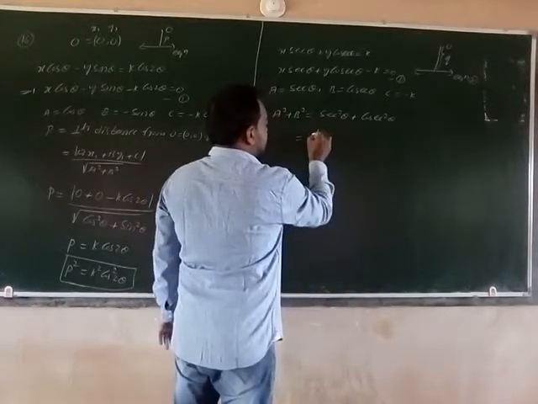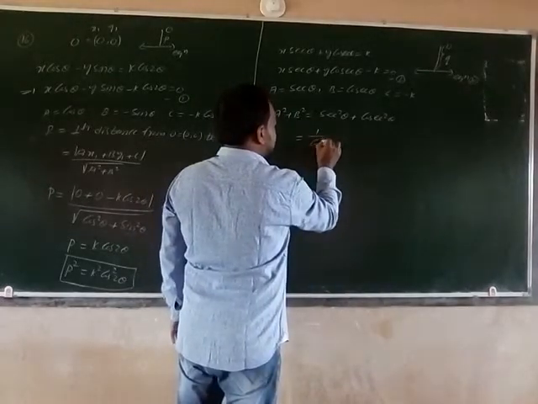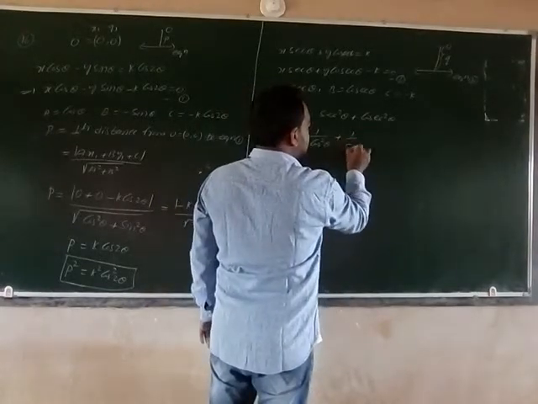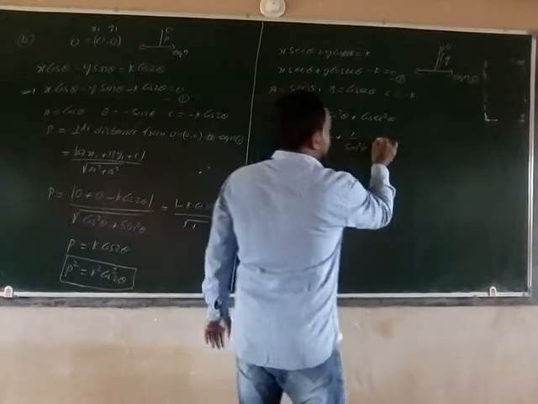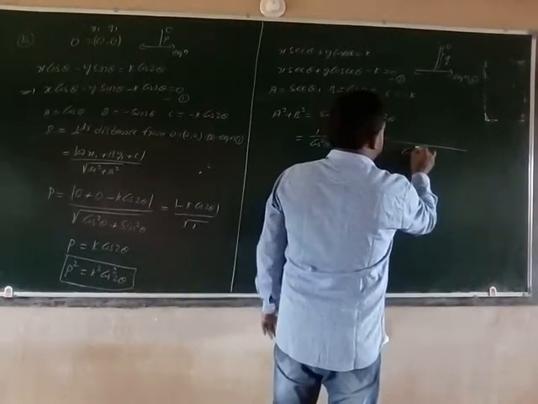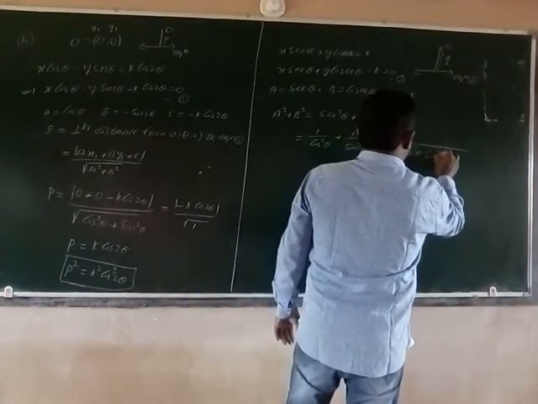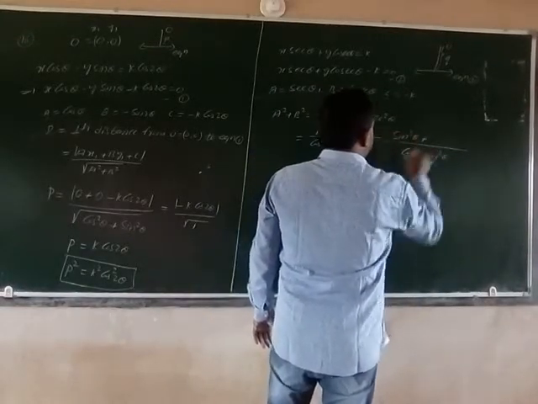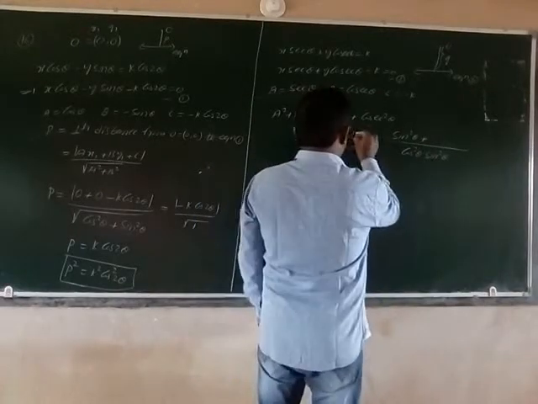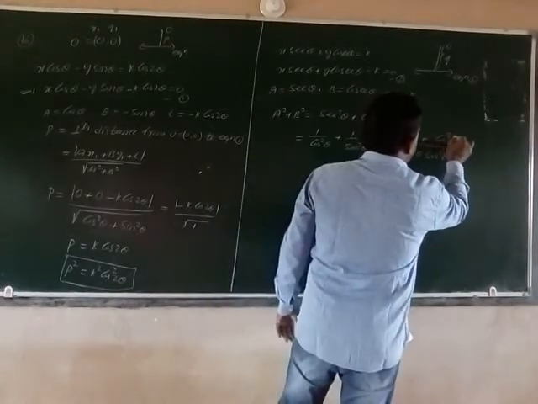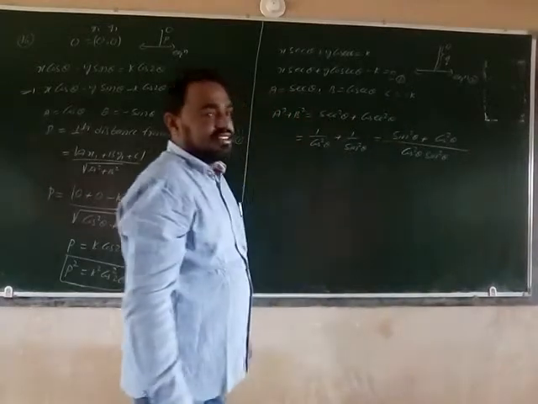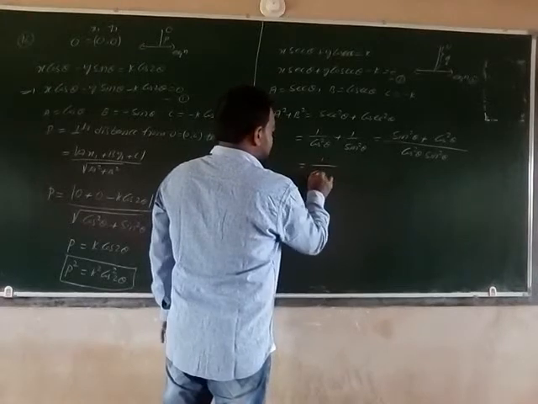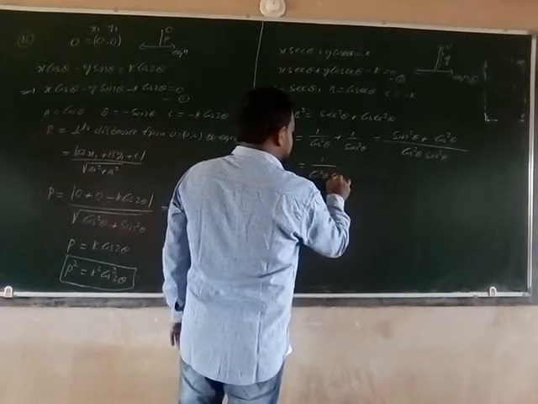Secant is 1 by cos, so secant square theta is 1 by cos square theta. Cosecant is 1 by sin, so cosecant square theta is 1 by sin square theta. Now the LCM is cos square theta into sin square theta, giving sin square theta plus cos square theta over cos square theta sin square theta. Sin square theta plus cos square theta is 1 from the trigonometric identities, so it is 1 by cos square theta sin square theta.